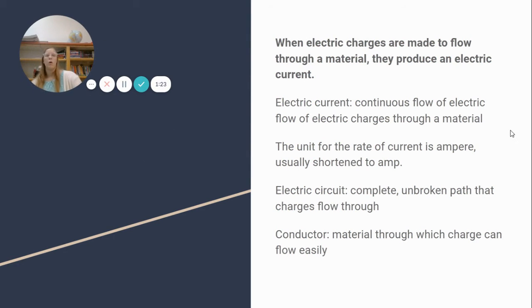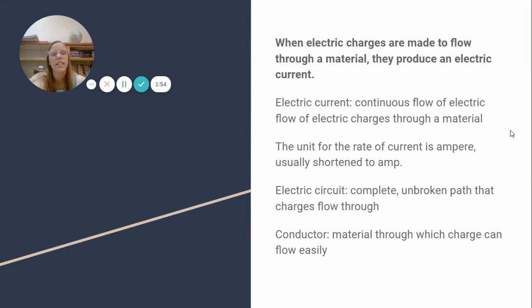So first, when electric charges are made to flow through a material, they produce an electric current. An electric current is a continuous flow of electric charges through a material. Wow, that was a lot. Let me read that again. Electric current is a continuous flow of electric charges through a material. The unit for the rate of current is ampere, usually shortened to amp.